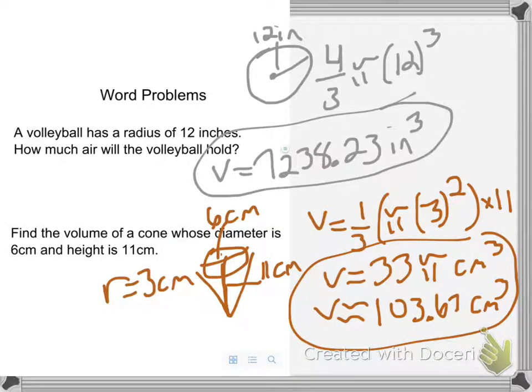Next one, a volleyball has a radius of 12 inches. How much air will be in the volleyball? I use my formula 4/3 pi r cubed, plug in 12 for my r, and I get volume equals 7,238.23 inches cubed.